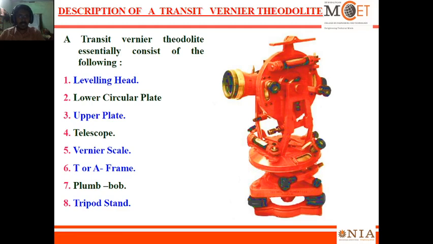I have explained how to read the reading, and based on the classification of theodolites, the one which we predominantly use is the transit vernier theodolite, and in that the parts I have explained, right?